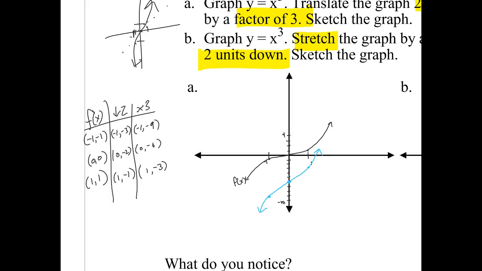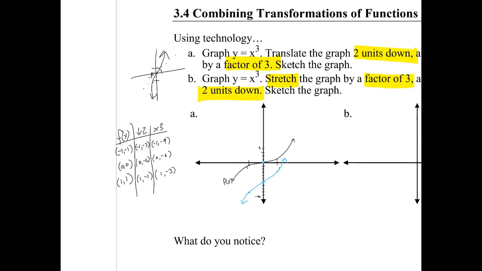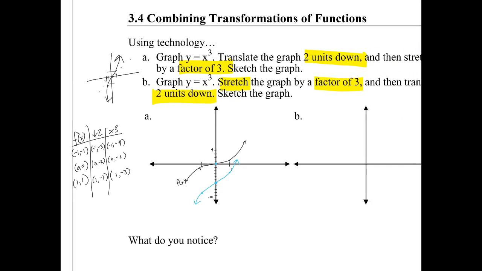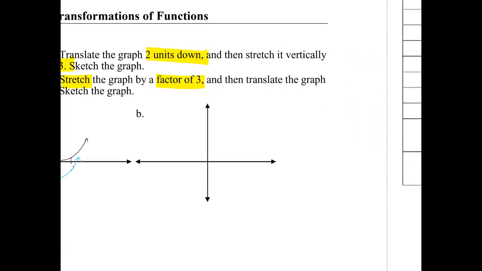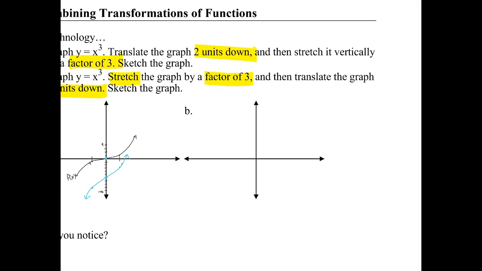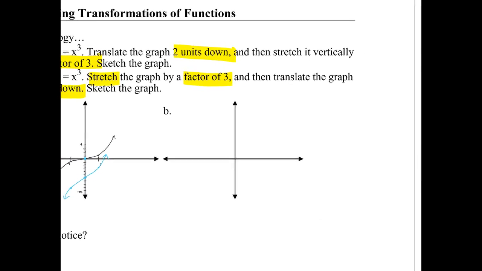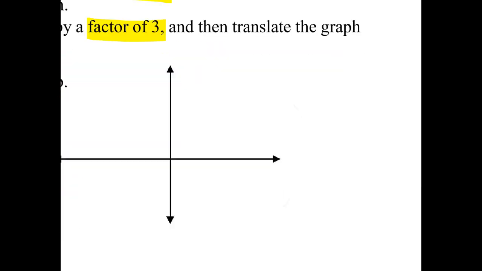Well, no matter which way you look at it, maybe it's stretched by 3, but there's no way you can argue that this is actually moved down by only 2 units, because I've gone from (0, 0) to (0, -6). This is too much. So something funny is going on. But I swear I did it right, I promise you. So if we look at B, it says do the factor of 3, then move it 2 units down. So let's see what happens there.